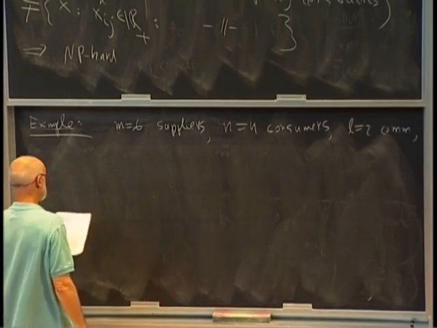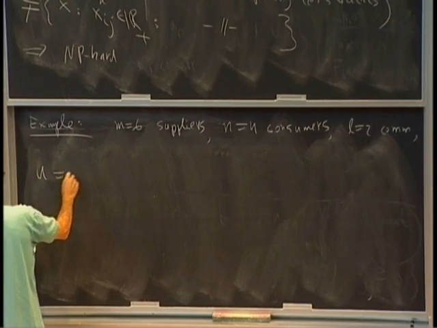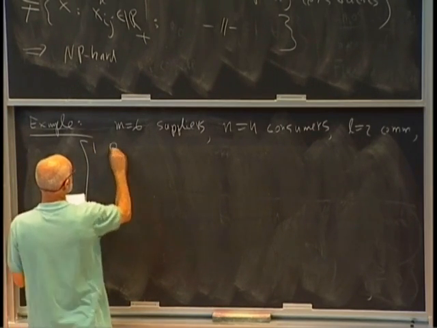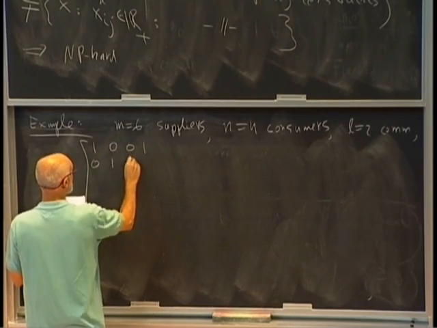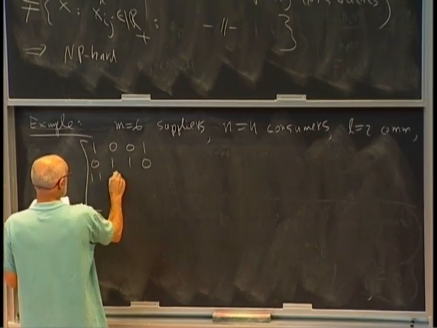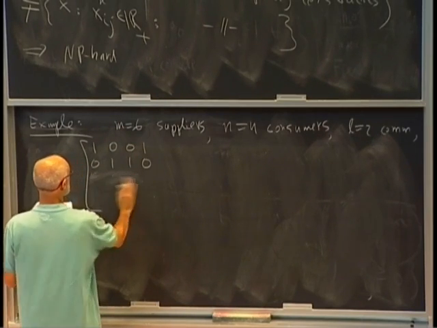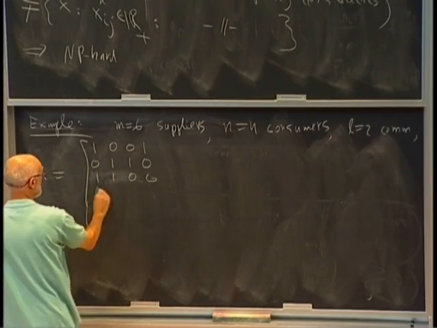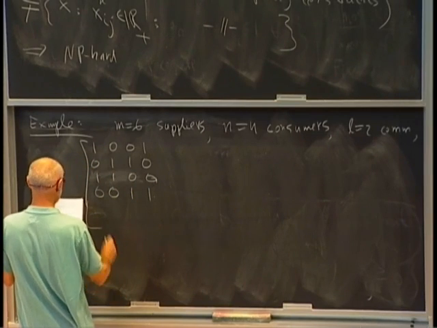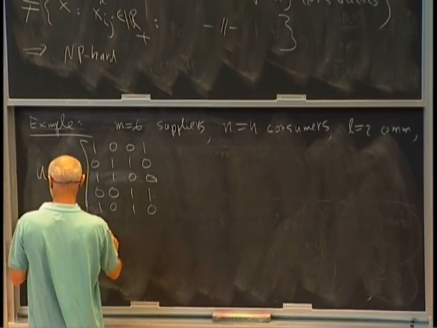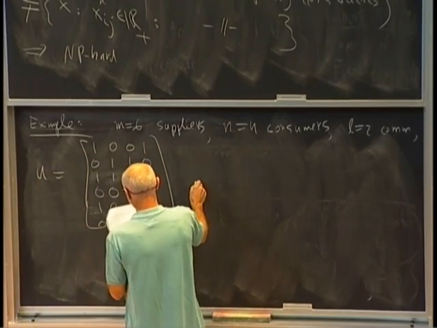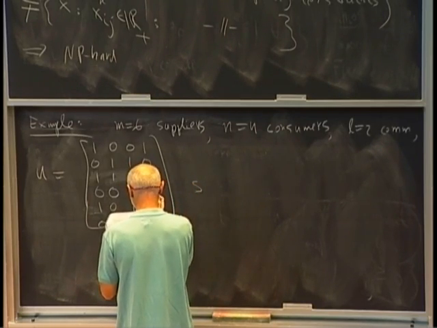and the capacities. So the capacity matrix U, I write it as a matrix. I have a capacity for each edge, for each pair supplier consumer. It's very simple: 1, 0, 0, 1, 0, 1, 1, 0, 1, 1, 0, 0, 1, 1, 1, 1, 0, 0, 0, 0, 1, 1, 1, 0, 1, 0, like this. That's the capacities.